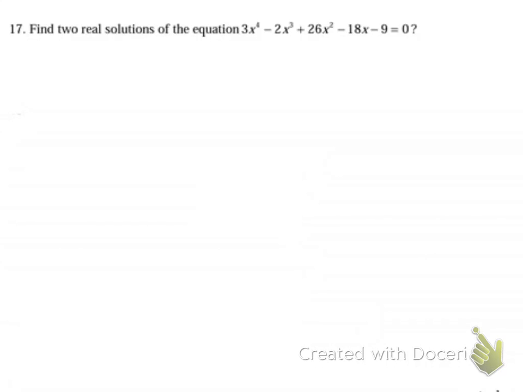Number 17 says, find two real solutions of the equation 3x to the 4th power minus 2x to the 3rd power plus 26x squared minus 18x minus 9 equals 0.